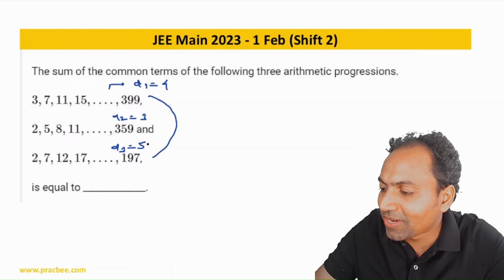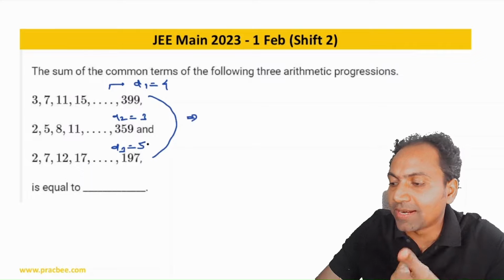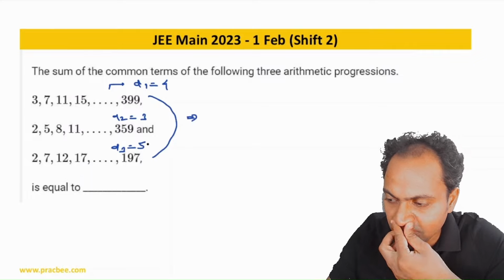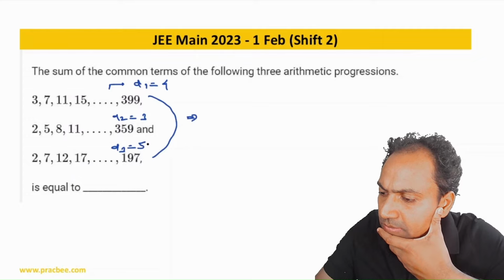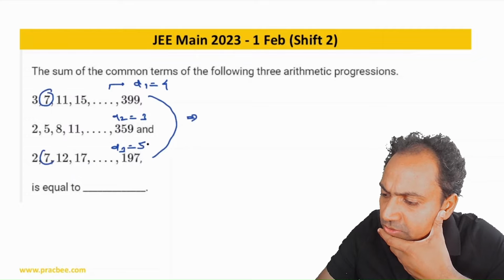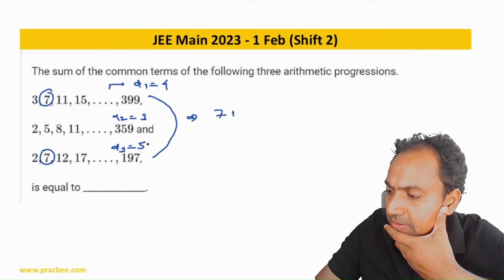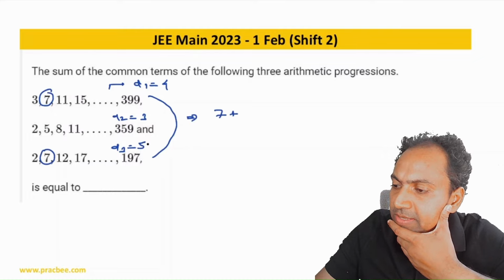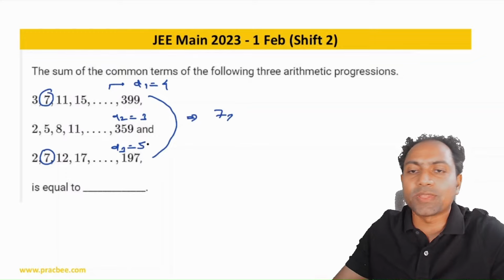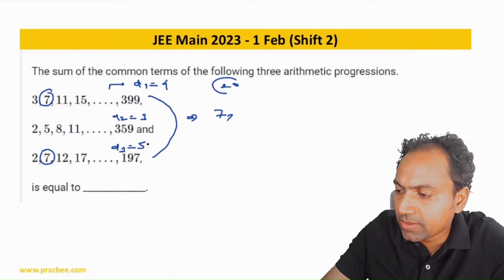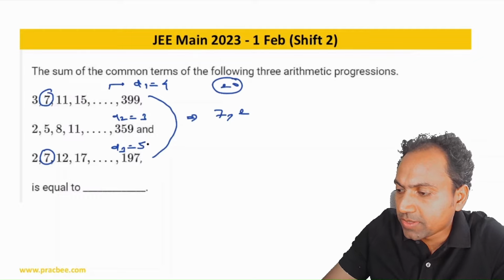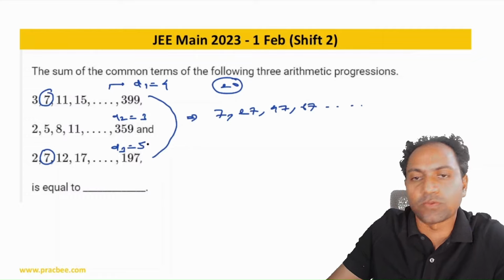So once you do that, if I try and write the terms, it is also easy to observe the common terms, right? So 7 you can easily observe is the first common term. 7 plus, and another thing you can observe is the common difference. That is going to be the LCM of 4 and 5, that is 20. So if I take that as 20, the next term would be 27, the next term would be 47, then 67, so on and so forth.